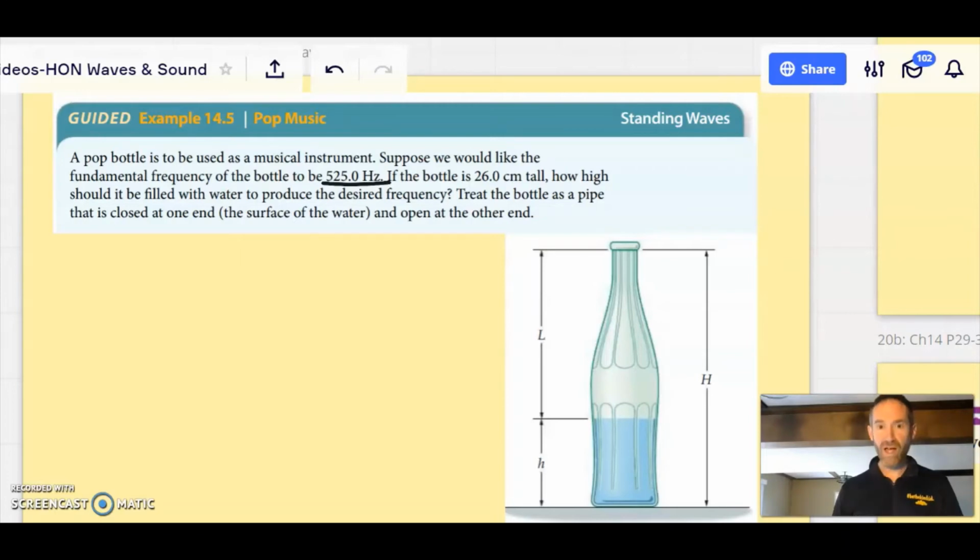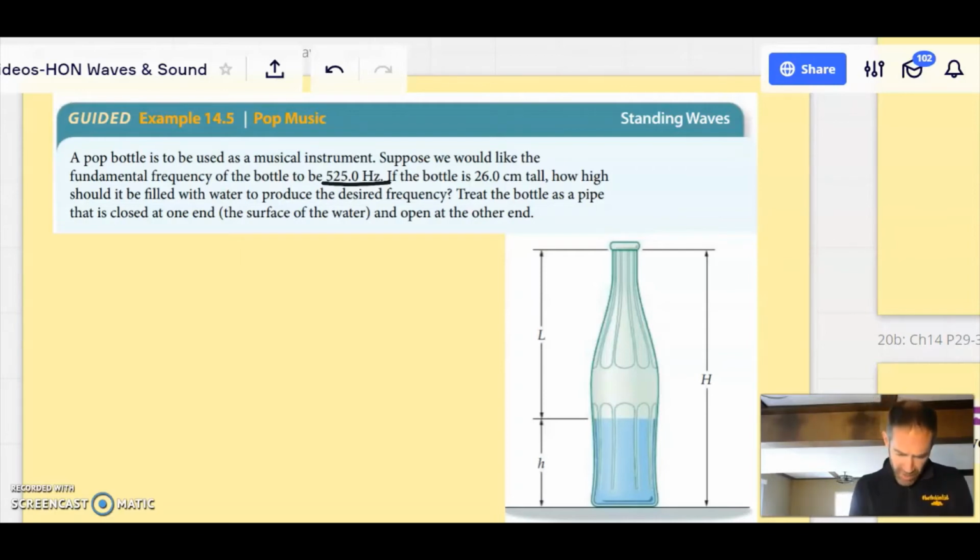Well, let's ignore that for now. Let's figure out how long of a bottle do we actually need, and hopefully it's shorter than 26. We'll fill up the bottom with some water, and the air that's left will be the amount of distance that we need to get that frequency.